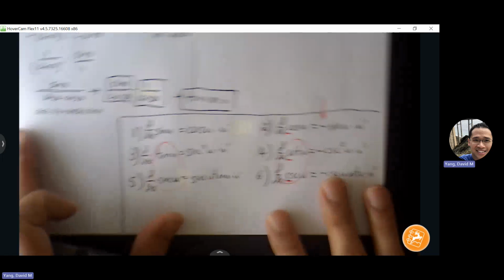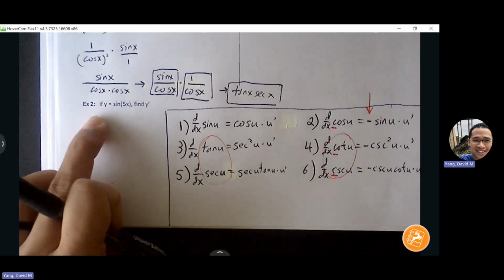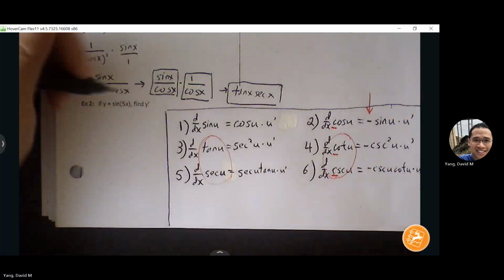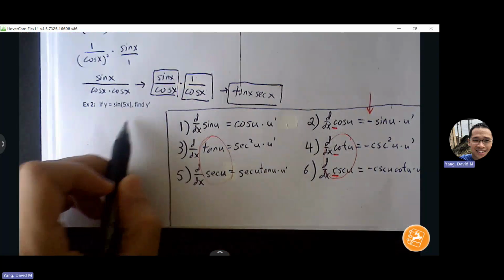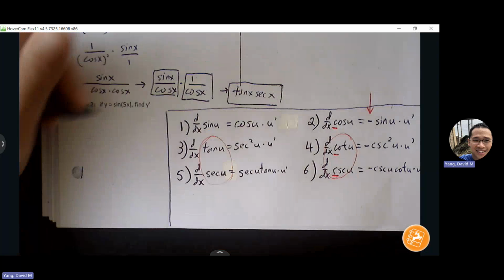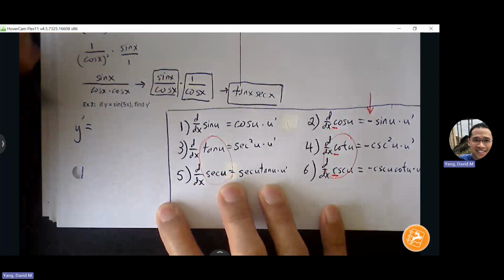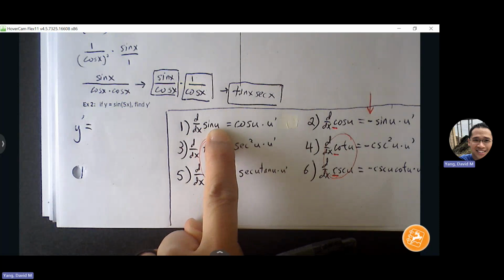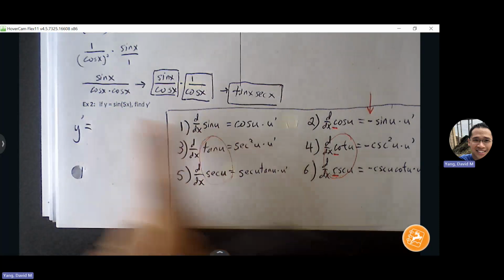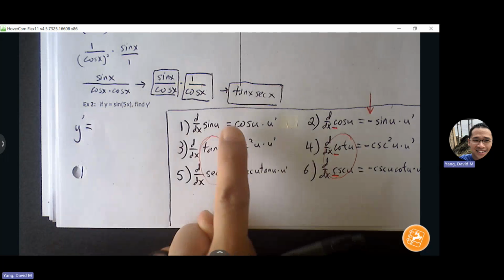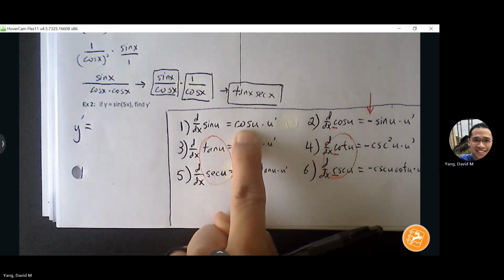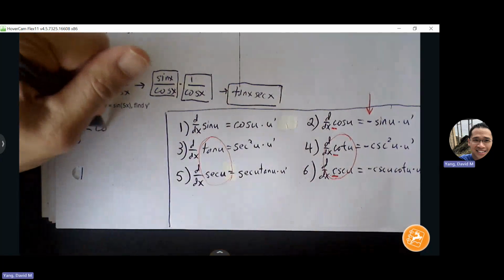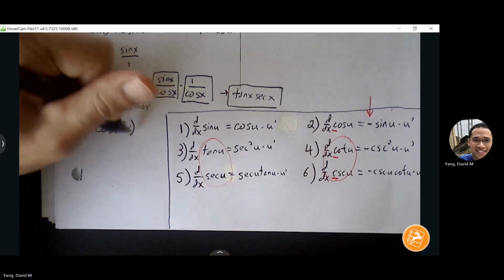Okay, so let's try example 2, now that we have these in front of us. So my function is sine of 5x. I want to find y prime. So I'm just going to follow whatever the rule tells me. So sine of 5x, my 5x is the u value. So sine of 5x derivative is just simply what? Cosine of 5x times 5.